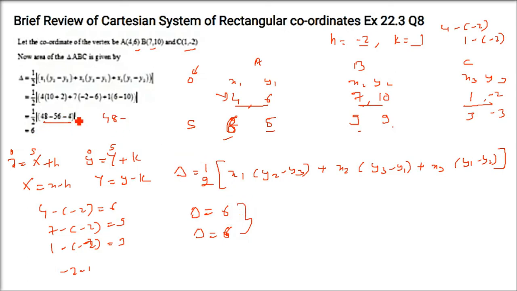If you see here 48 minus 56 minus 4, it is going to be 48 minus 60. So it is going to come as negative. So you always remember you have to use the modulus so that the area shouldn't come as negative, because our area we always take as positive. So the area will remain the same in both the cases when we shift it to minus 2 and 1.